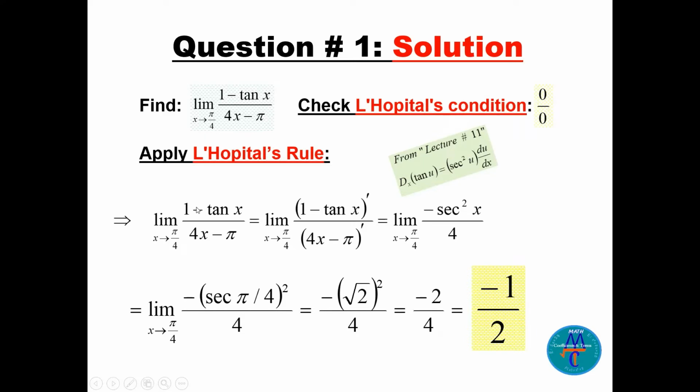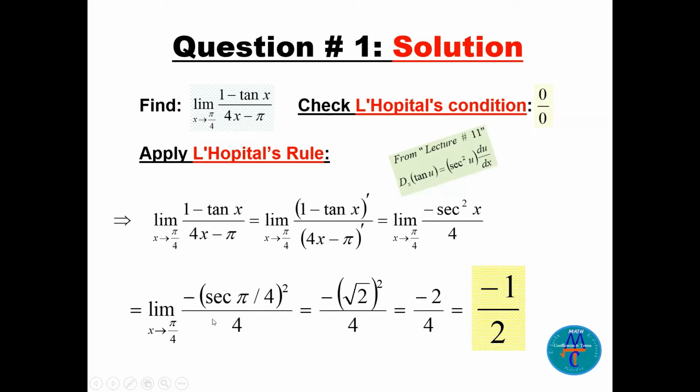Let's find the derivative of the numerator only, divided by the derivative of the denominator. The derivative of 1 is 0. The derivative of tan of u is secant squared of u from lecture number 11 times du over dx. And here we have only x, so it will be secant squared of x, and there is a minus in the question. The derivative of 4x is 4, and the derivative of minus pi is 0.